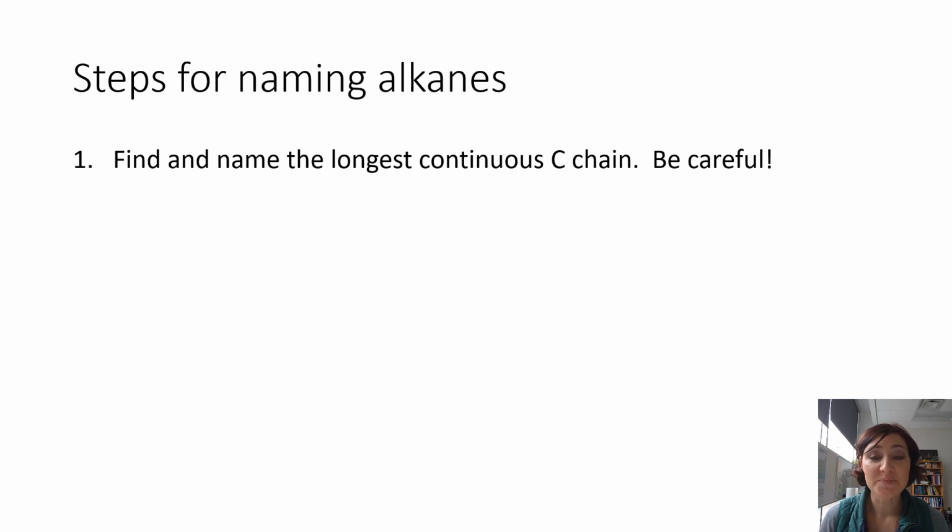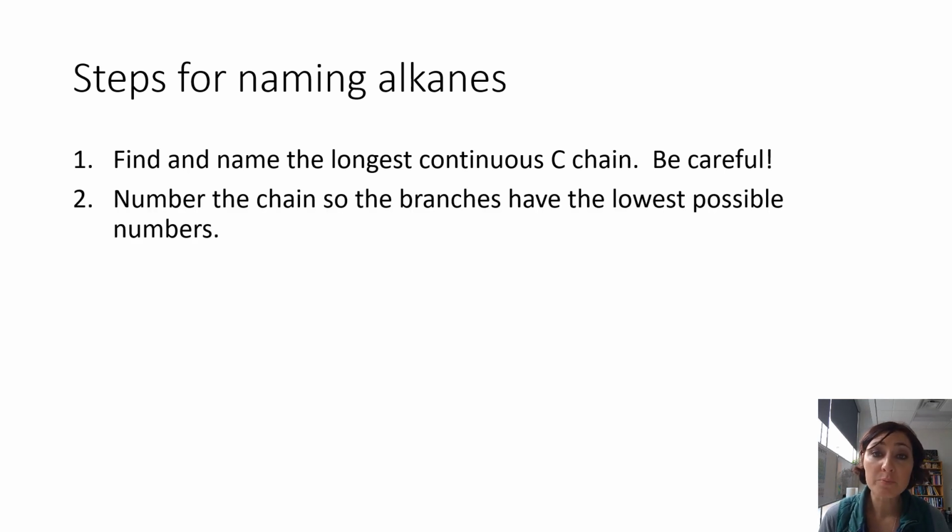So the first step, and you will find this is the first step when you're naming any organic molecule, is to find and name the longest continuous carbon chain. So you really want to make sure that you utilize a highlighter or a pencil and you draw a line through the longest continuous chain so that you are recognizing how many carbons long it is and whether or not you have branches. You'll number the chain so the branches have the lowest possible numbers.